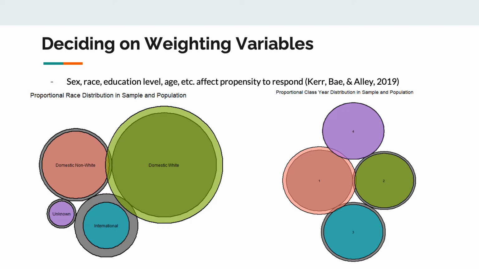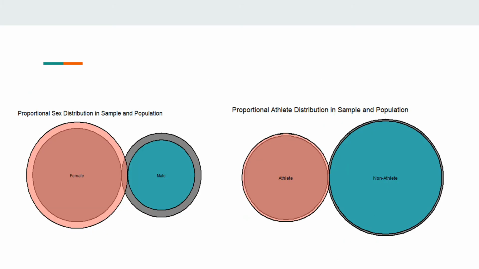Here we visualize the differences in representation with the inside colorful circle representing sample proportion and the outside gray circle representing the population proportion. Then we see here on the left that domestic white students and on the right that first year students were overrepresented in the sample as compared to the population, whereas students of other races and other class years were underrepresented. In these graphs, we have that female students and student athletes were overrepresented in our sample compared to the population. We also conducted chi-square tests to compare the difference in the sample and population proportions and found significant differences of p-value less than 0.001 for race, class year, and sex, and a significant difference of p-value less than 0.05 for the athlete.